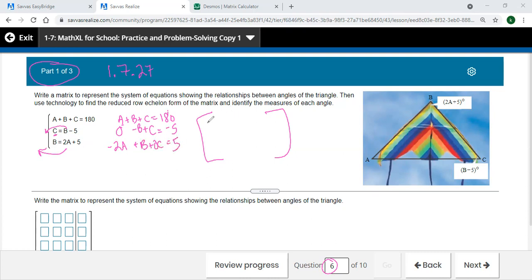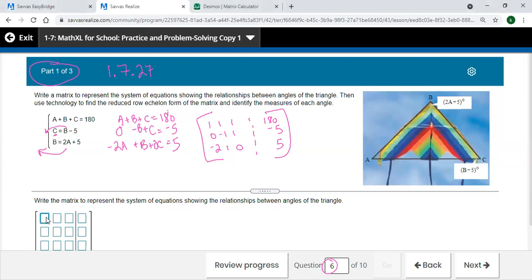5. So it's going to look like 1, 1, 1, 180. And then the second part is going to look like 0, negative 1, 1, negative 5. And the third one is going to be negative 2, 1, 0 with a 5. Okay, so that is what they're looking for first down below, is to just type those in.